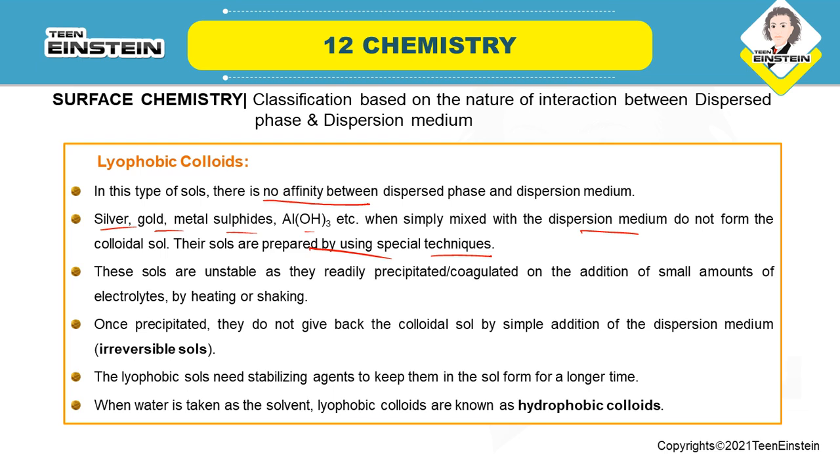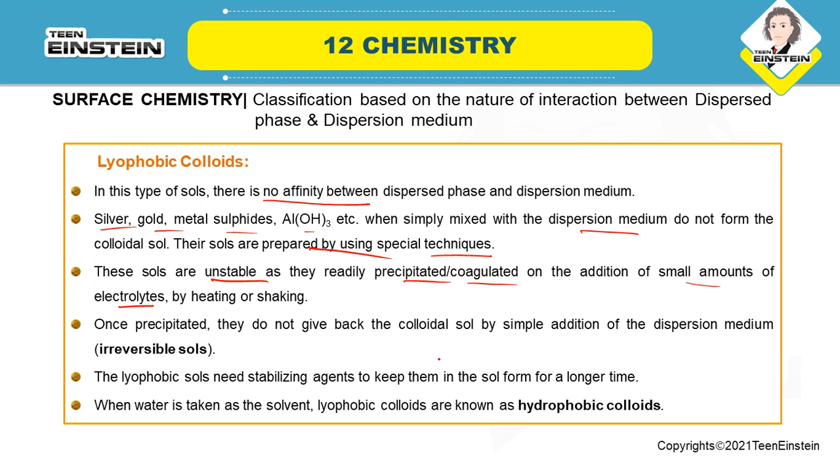Even if we are making it, as it is unstable, its lifetime will be very low. So these are unstable as they are readily precipitated or coagulated on the addition of a small amount of electrolyte. This is one process by which you can make the coagulation very easy. Actually, their stability is so low that even if you add a very small amount of electrolyte, there will be precipitation or coagulation.